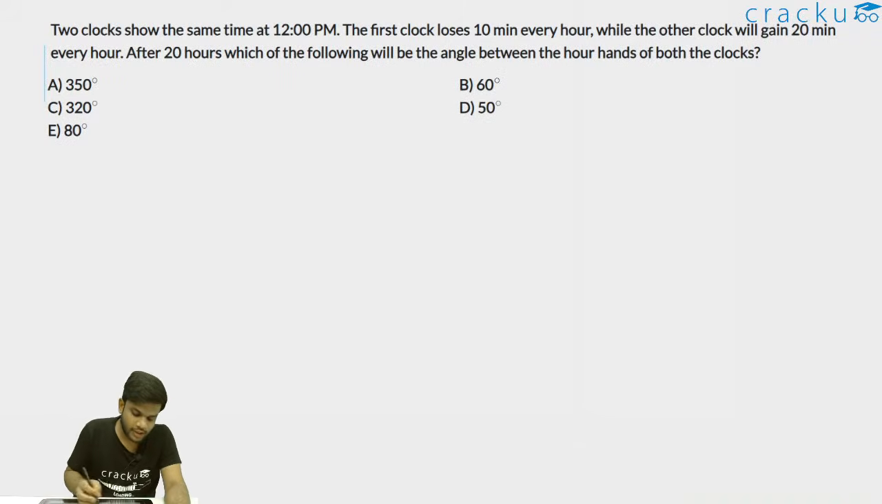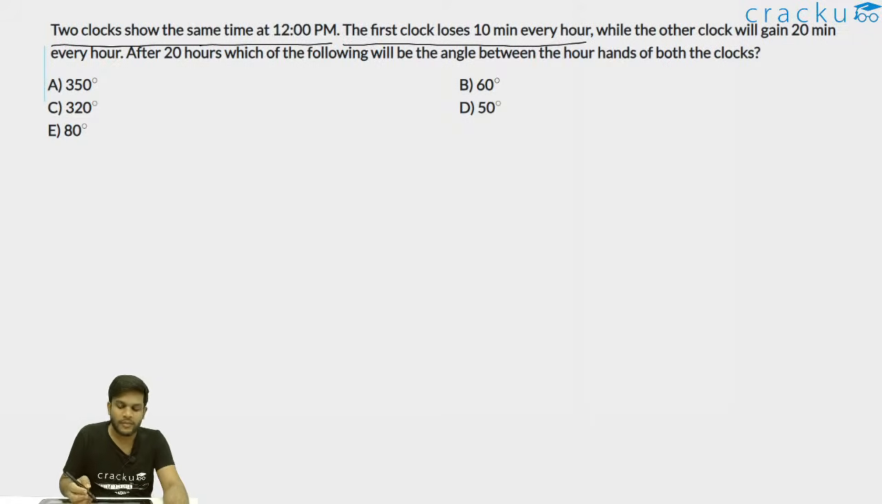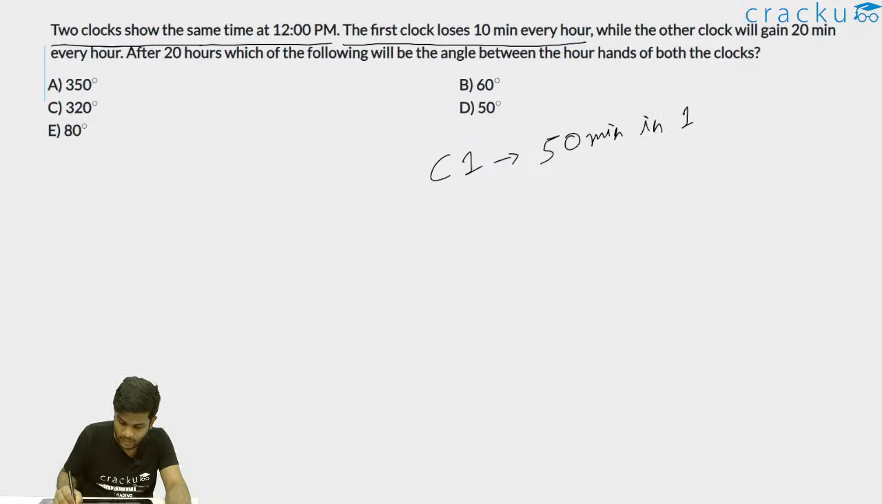Okay, so in this question it is given that two clocks show the same time at 12 p.m. So that means both are at the same time, which is 12 p.m. Both are set at the same time. Now it is said that the first clock loses 10 minutes every hour. So that means clock 1 will cover only 50 minutes in 1 hour. It is losing 10 minutes in 1 hour.